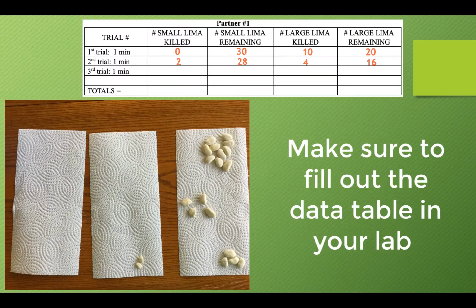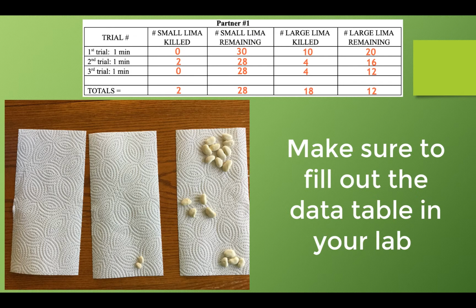All right, after our third 1 minute trial, we were not able to kill any more small lima beans. So that still means there's 28 small lima beans in the container. We were able to get 4 more large lima beans, which takes the total of remaining large lima beans down to 12. So now if we total this up, we were able to kill 2 small lima beans. 28 small lima beans still remain in the container. As far as the large lima beans go, we killed 18 of those, which means only 12 large lima beans remain in the container.